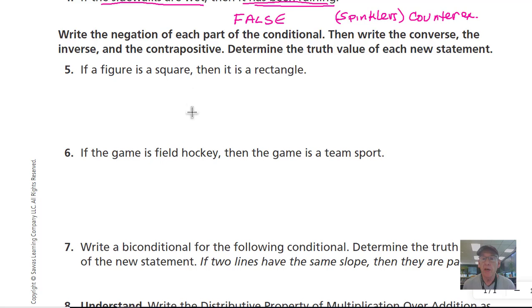Okay, for 5, write the negation of each part of the conditional, then write the converse. So we want to write the negation. So if a figure is not a square, then it is not a rectangle. That would be the negation part, rather than rewriting it. Write the converse, the inverse, and the contrapositive. Now converse, again, swaps the Q and the P. So we want to write if a figure is a rectangle, then it is a square.